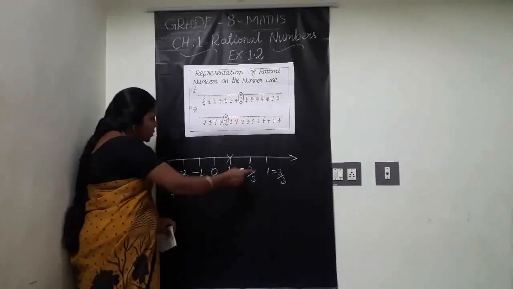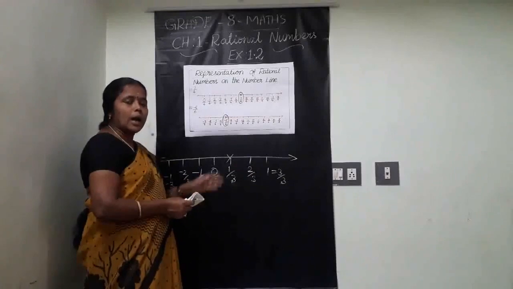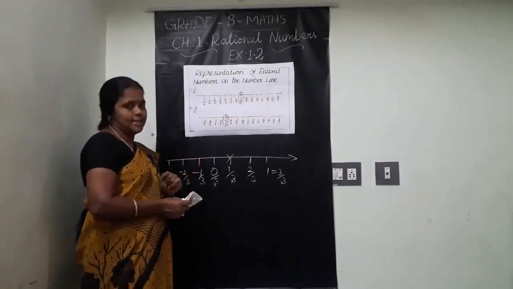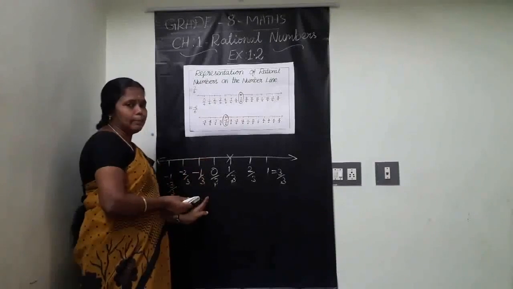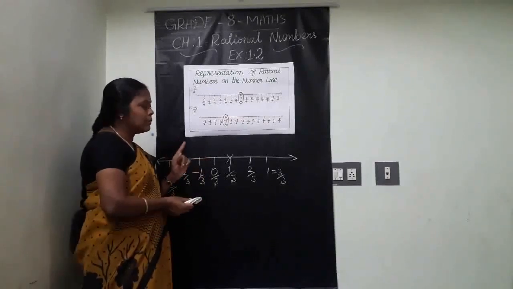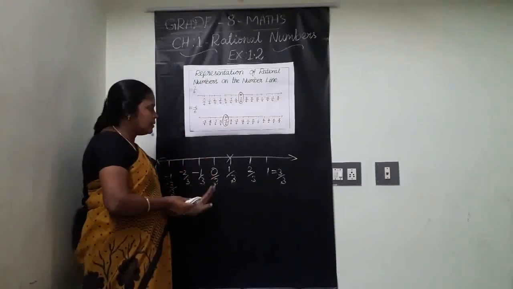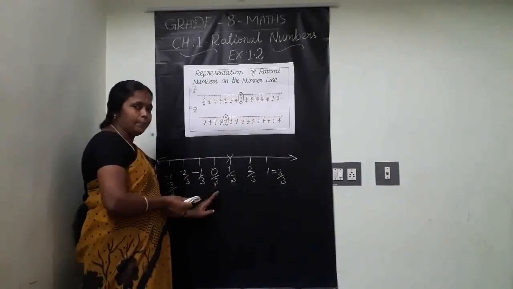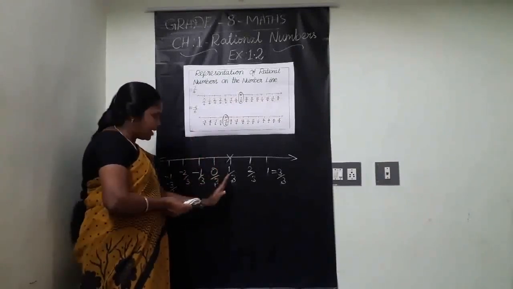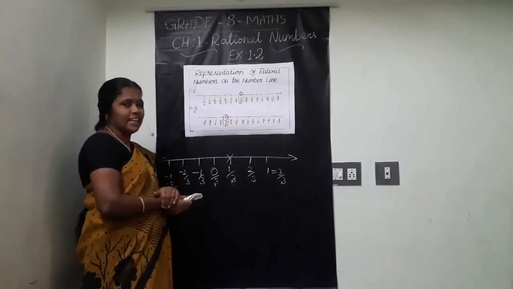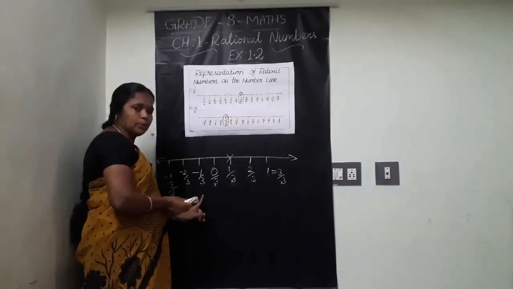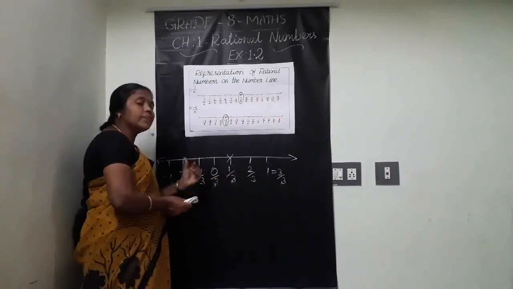Clear children? Such numbers on the line are called the rational number line. Just keep it in mind: fractional numbers means only the fraction comes; we are not going to talk about signs there. But rational numbers means fractions with integers.